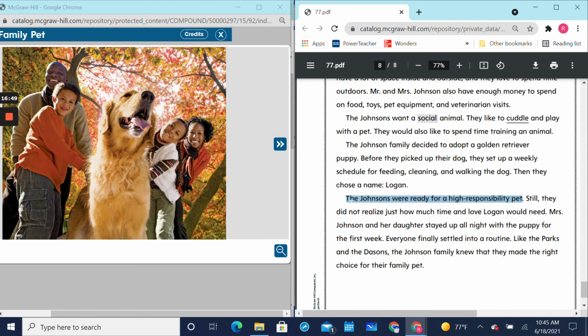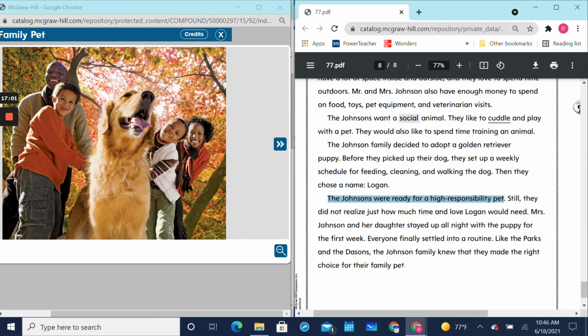I think I've just confirmed that we are reading about a high responsibility pet. So both of my predictions were correct. That's super awesome.